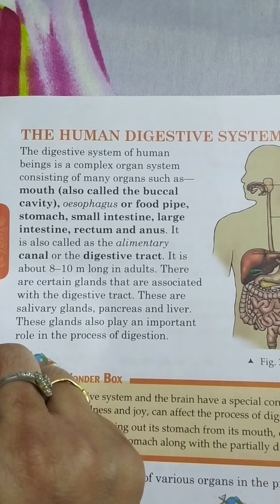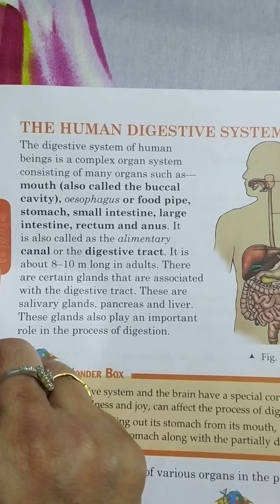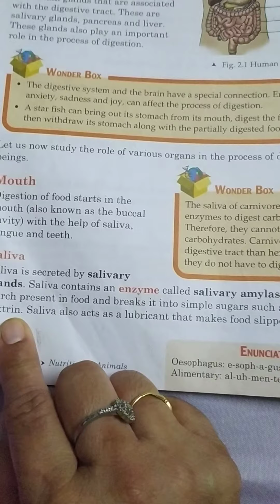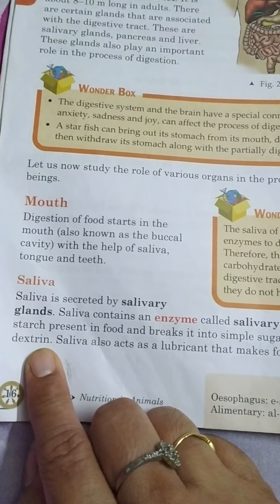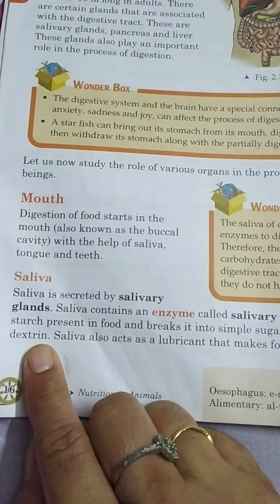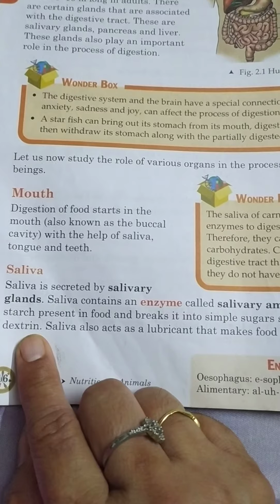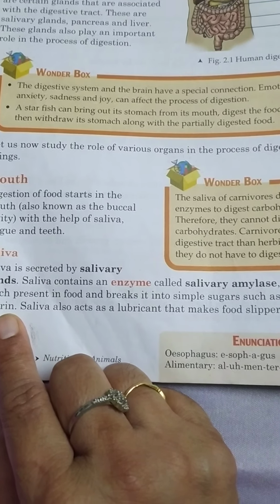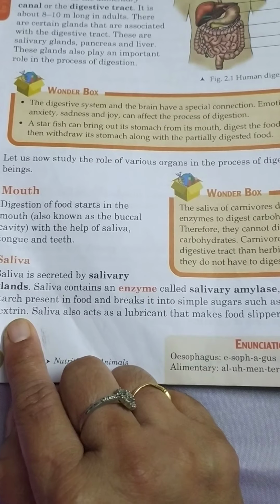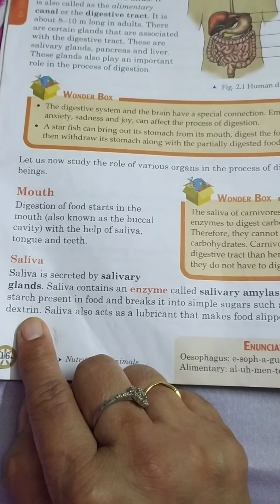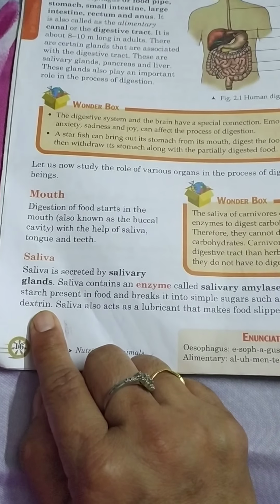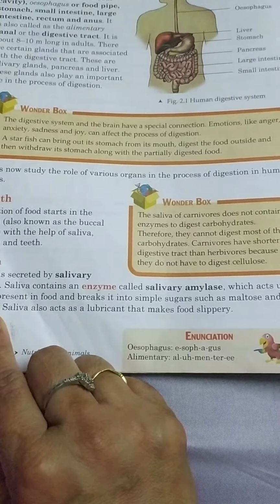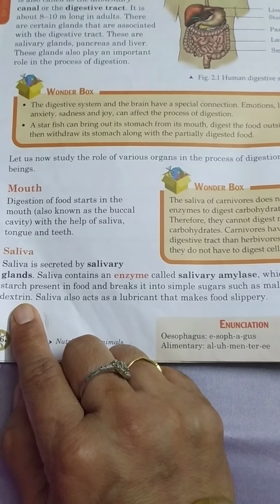The other organs, other glands also, like liver and pancreas, help in digestion. As we have already discussed in the modules, first we will do the mouth. In the mouth, digestion takes place with the help of saliva, tongue and teeth. Saliva contains an enzyme called salivary amylase, which breaks the starch into sugar. Which type of sugar? Maltose and dextrin. Saliva also helps to make the food soft and mix the food. These are the functions of saliva.